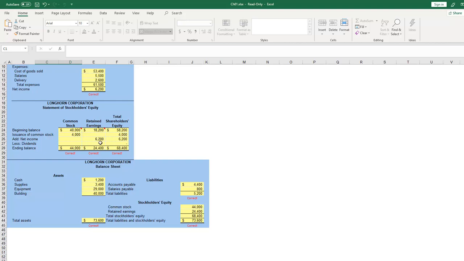Now, also what we're seeing here is we had net income of $6,200, and we have choices with that. We can choose to either keep or retain that net income, which we did here and put it in our retained earnings, or we could pay that out as dividends, which we chose not to do in this problem. So there's two choices there.